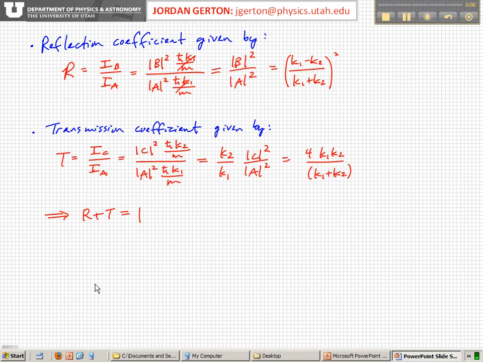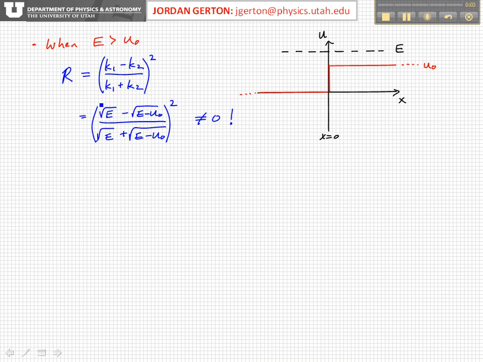Okay, let's have a quick look at what happens when we start with the total mechanical energy being greater than the step height. So that corresponds to the situation here. We have our step potential of height u naught, and we have our total energy that's greater than that, and the particle again is incident from the left.